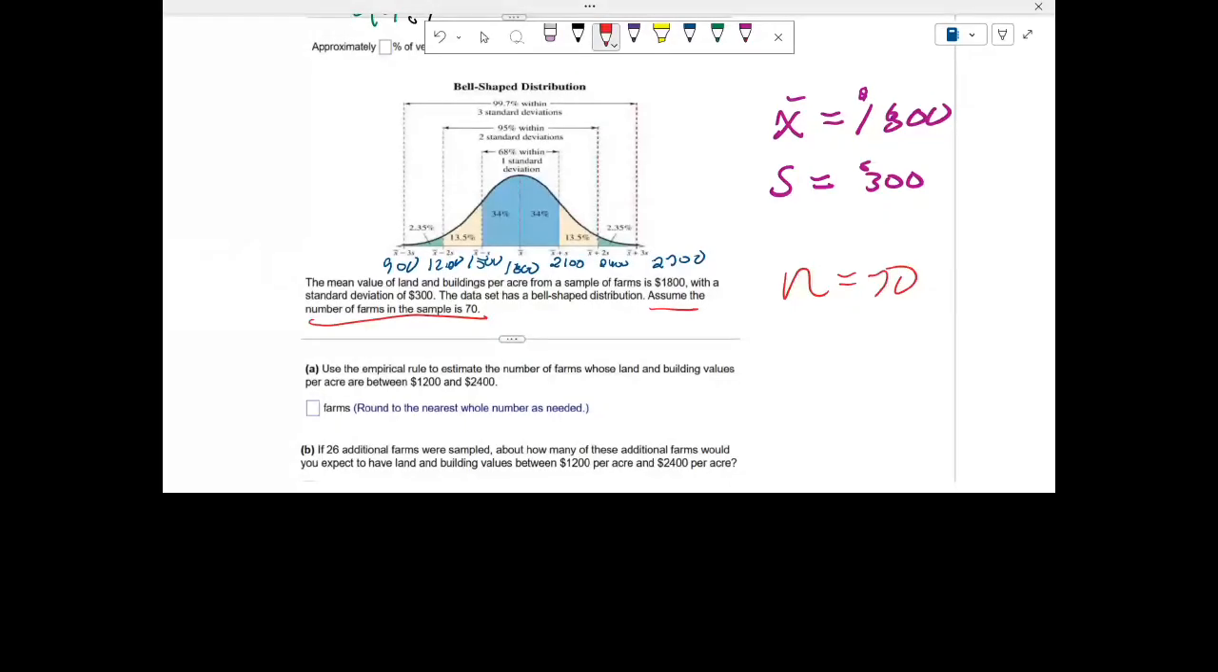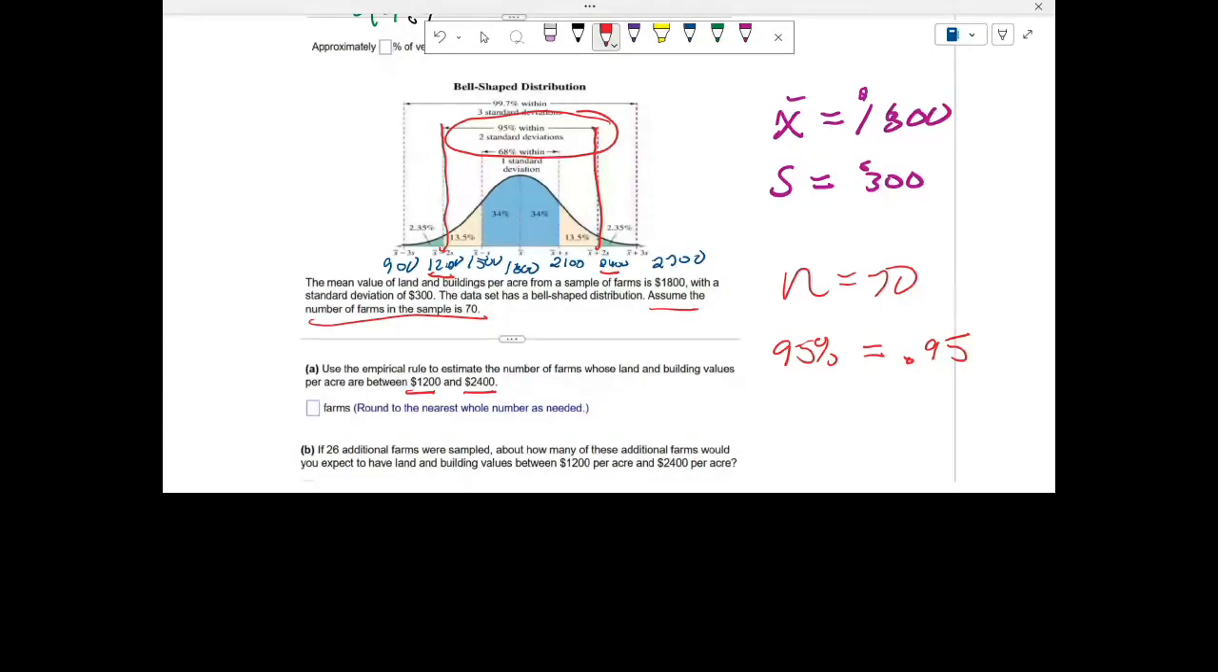The first part says, can we use the empirical rule to estimate the number of farms whose land and building values are between 1,200 and 2,400? Look, y'all, here's 1,200, here's 2,400. Y'all, I'm going to go up here, and I'm going to go up here. What percent falls in that range? 95%. Okay, so look, y'all, I'm going to write 95%. As a decimal, 0.95, right? That's how we write from percents to decimals.